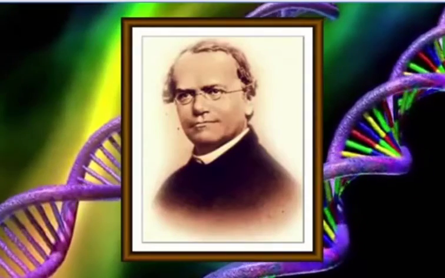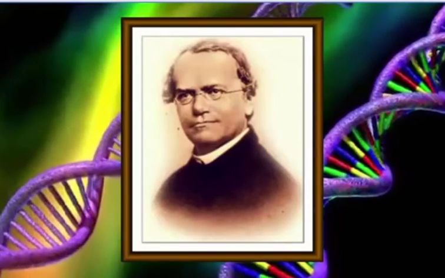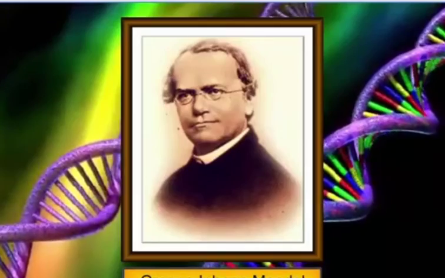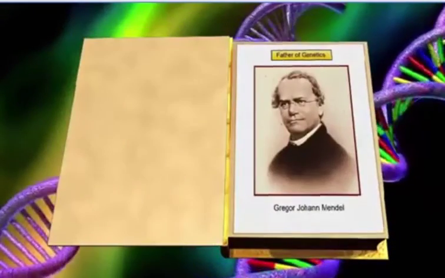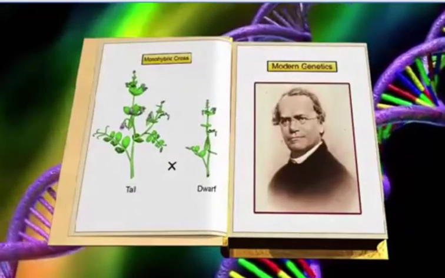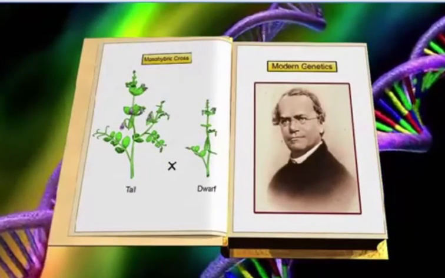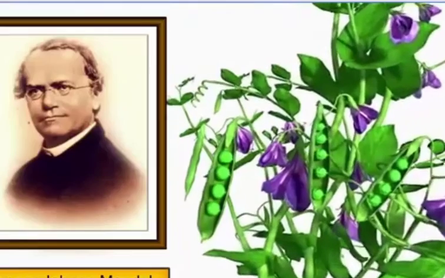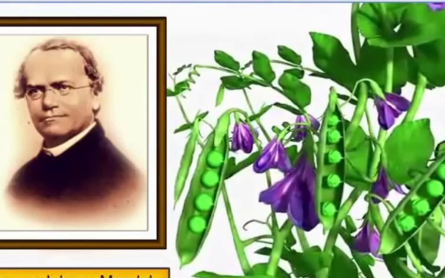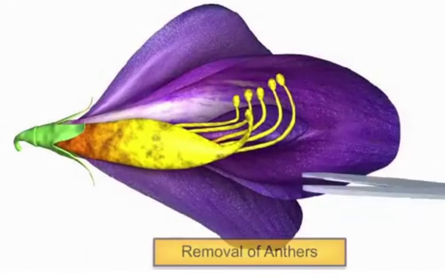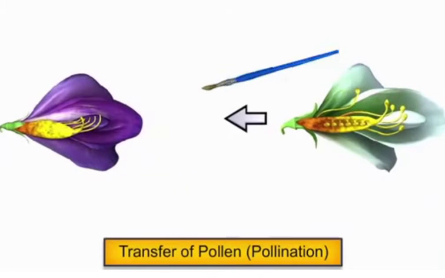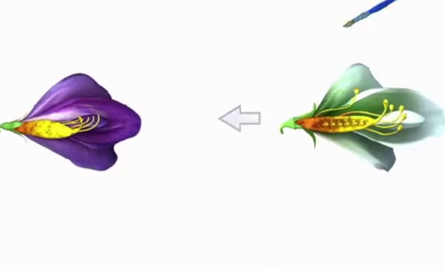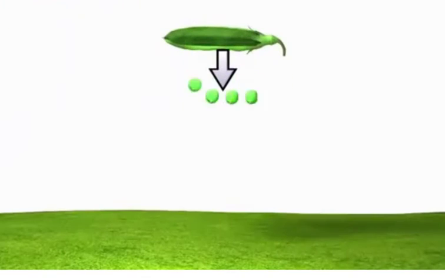Gregor Johann Mendel is the father of genetics. He proposed several laws of inheritance by conducting extensive research and hybridization experiments on garden peas or Pisum sativum for about 7 years. Hybridization is the process of crossing two individuals differing in at least one character, resulting in a hybrid individual.